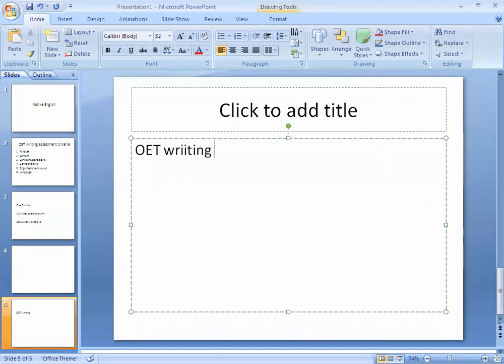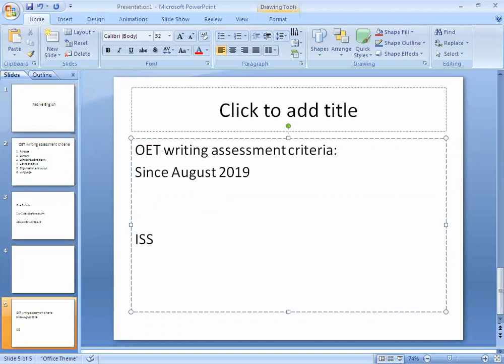OET writing assessment criteria has changed since August 2019. This is an issue for many students. Why is it an issue? Because you will see many model answers in old style.